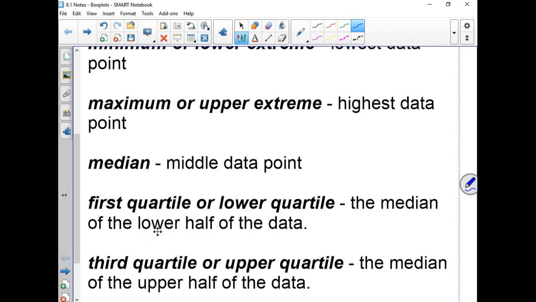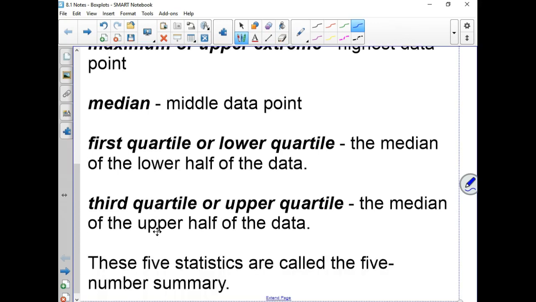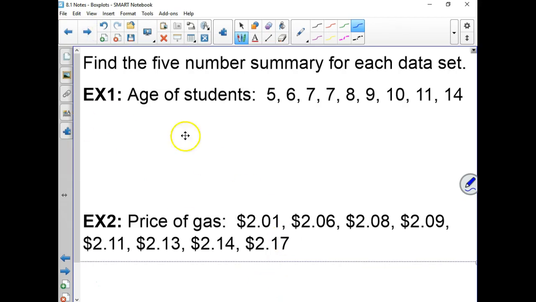This is the median of the lower half of the data, or the 1/4 of the way point of the data. The third quartile, or the upper quartile, is the median of the upper half of the data. Altogether, these 5 numbers are often called the 5-number summary, and they are the points that you need to know to make a box plot. So, let's do some examples.